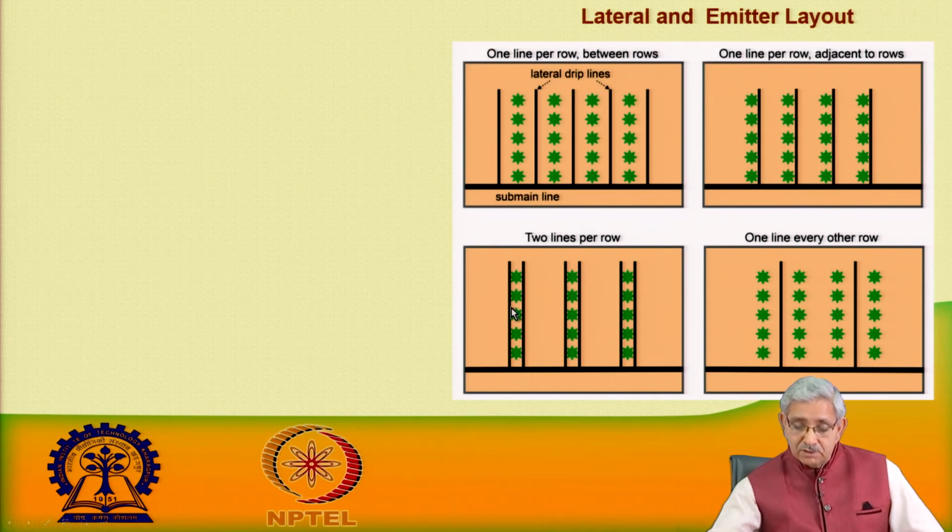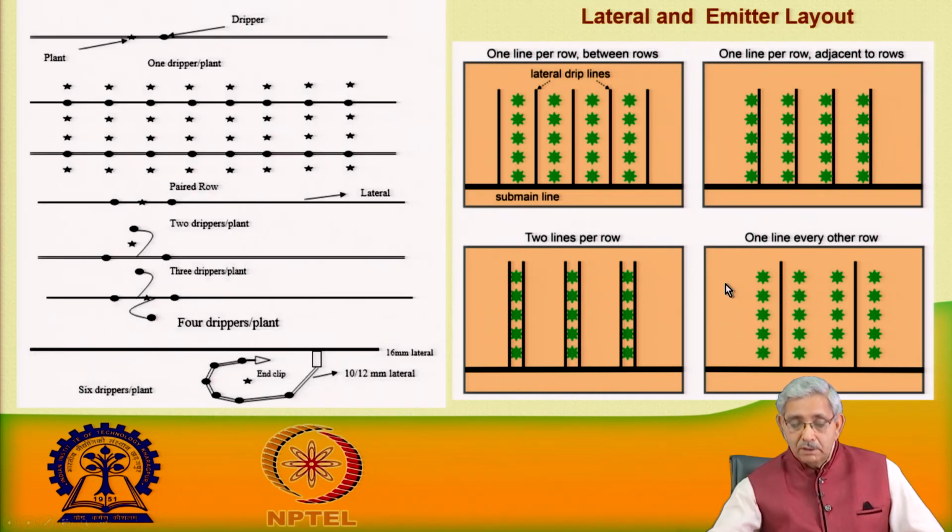This is another case, where there are two lines per row. When the plant is aged, the water requirement is high. In that case, for orchard or perennial crops where the water requirement is high, we can have two lines of lateral for each row. This is one arrangement. The other one, as we are seeing, is where one lateral goes in between two rows. This kind of arrangement is used.